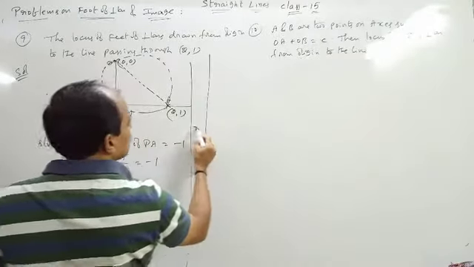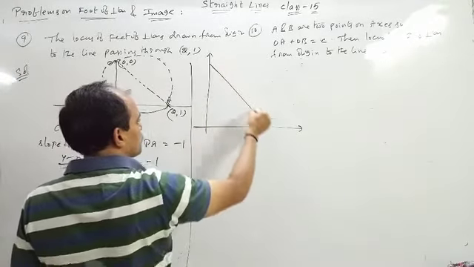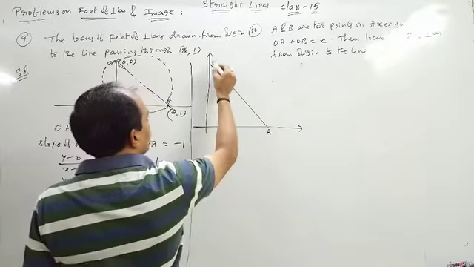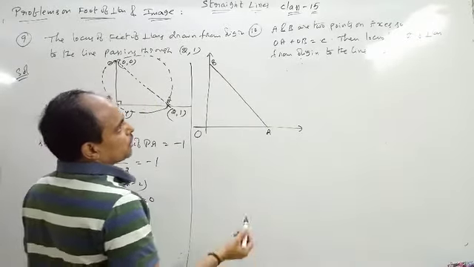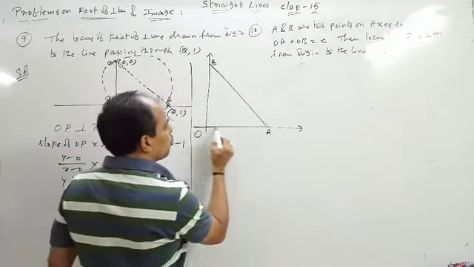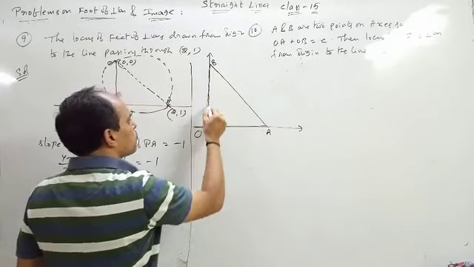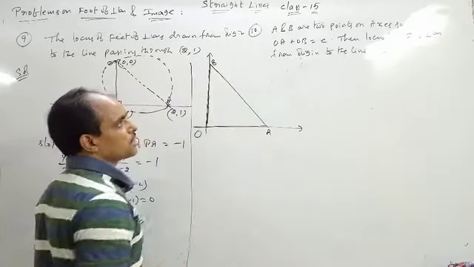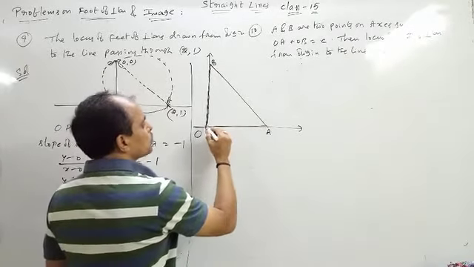So you see, A and B are 2 points like this. This is A and B, and this one is the origin. So A and B are 2 points on the axes such that OA plus OB is equal to some constant C. Find the locus of the foot of the perpendicular drawn from the origin to the line.